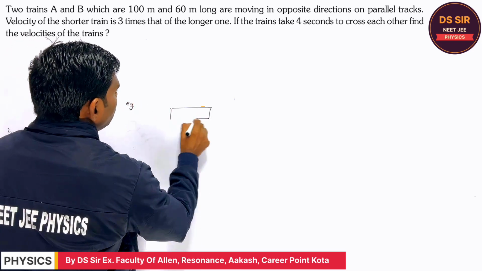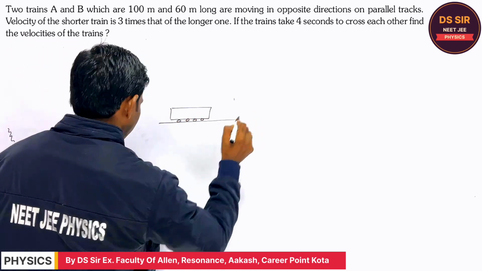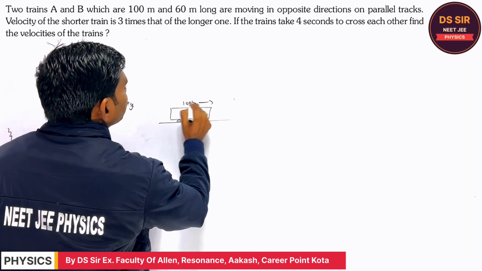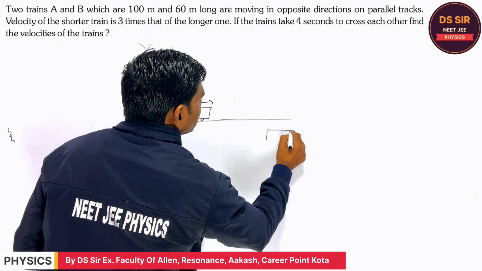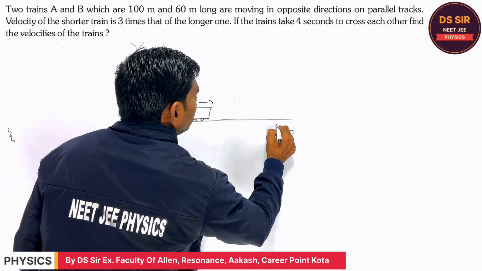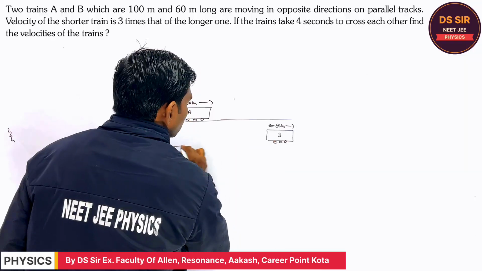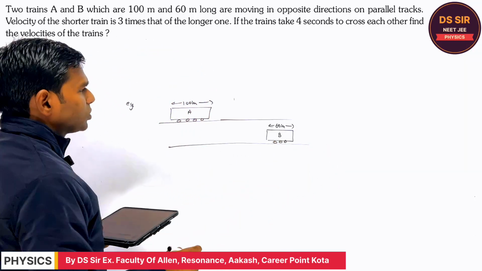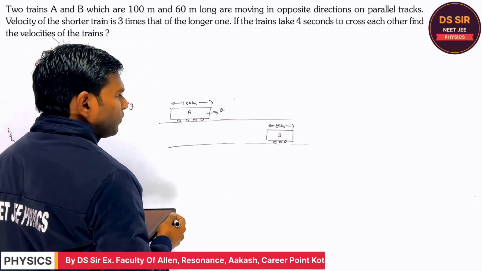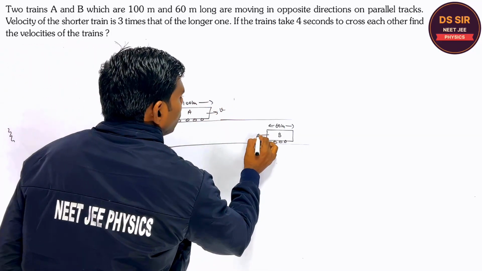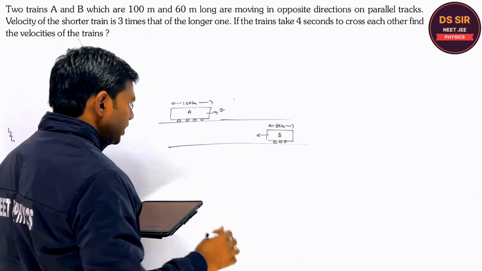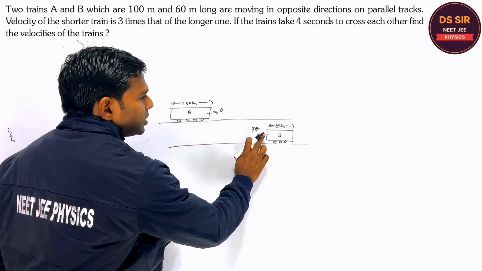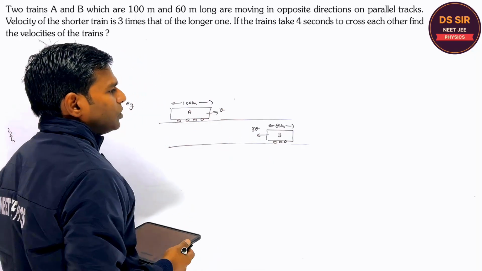Listen one thing. Suppose this is the long train, the train A, the 100 meter. On the other track, the shorter train, the B train, the 60 meter. According to the question, the velocity of the shorter is 3 times the velocity of the longer. If I assume the velocity of A is v, then the velocity of the shorter is 3 times, so its velocity is 3v. Is it clear or not? The velocity of the shorter is 3 times that of A.